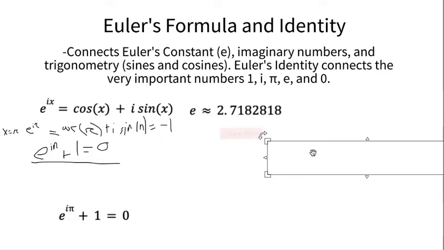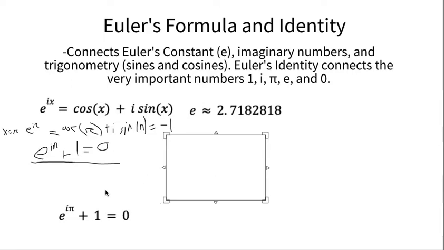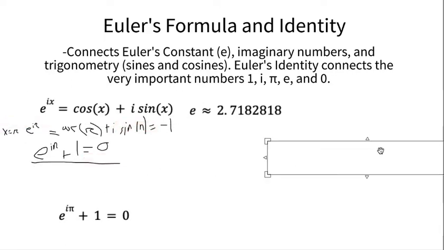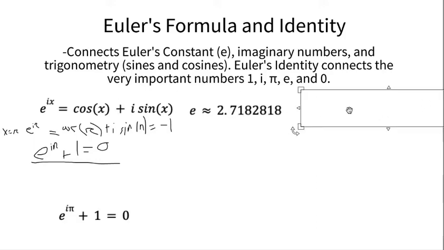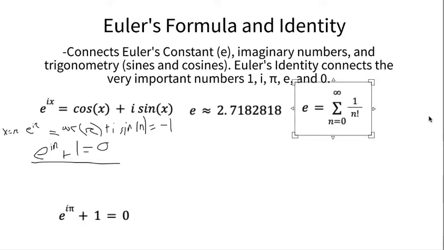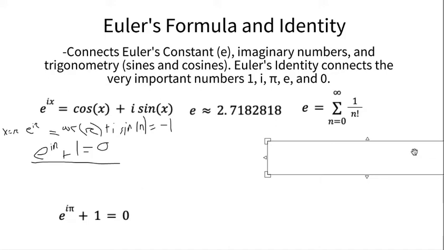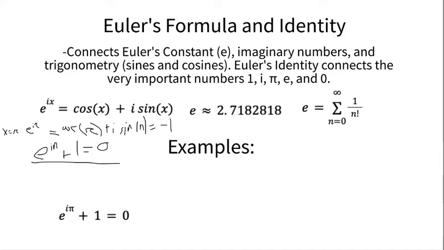Also, 2 more things I wanted to mention is that e, Euler's constant, is about 2.7182818, and it's irrational, so it goes on forever, but this is a good approximation. And to find the exact number where you get e from is the infinite sum from n equals 0 to infinity of 1 over n factorial. If you do 1 over 0 factorial plus 1 over 1 factorial plus 1 over 2 factorial and all the way to infinity, you'll get e exactly. So let's do 2 examples.